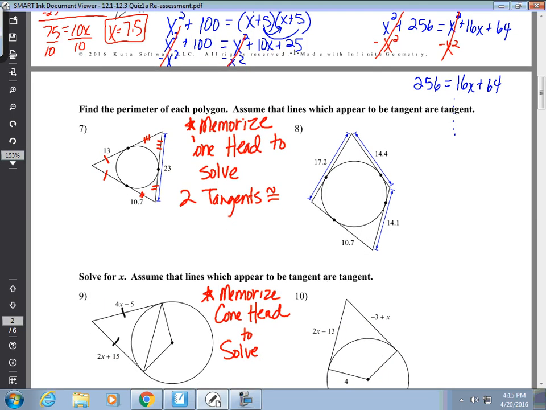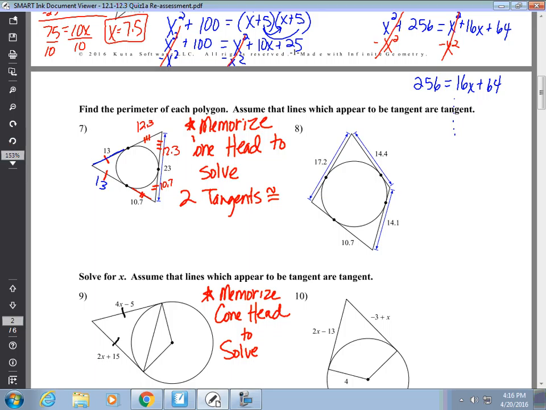Here we talked about using cone head. You got to recognize the tangents and then use the congruent tangents to find the missing part. So if this tangent here is 13, then it's 13 on this one as well. If my tangent here is 10.7, this would be 10.7 as well. I know the whole side is 23, so I can subtract the 10.7 from the 23 to find my missing part, which will give me 12.3, which means this is also 12.3.